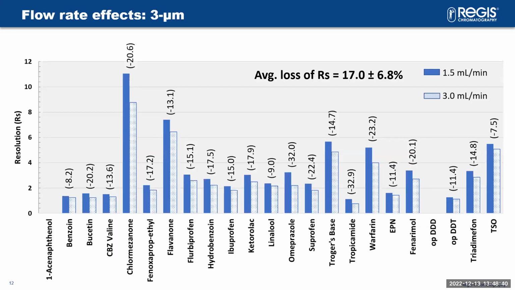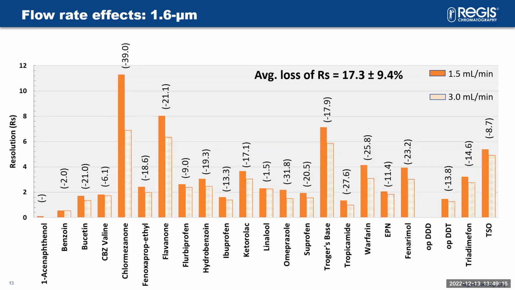So with the 3 micron column, you can see that increasing the flow rate from 1.5 mils per minute to 3 mils per minute resulted in average resolution losses of about 17%. And there was actually a loss of resolution in every case. This is pretty consistent with what we might expect based on the column efficiency differences at those two flow rates. If you're thinking of the Van Deemter curve, as we run faster, we're operating more out in that C-term region, and we're losing a little bit of efficiency. And with a loss of efficiency, we expect a loss of resolution as well.